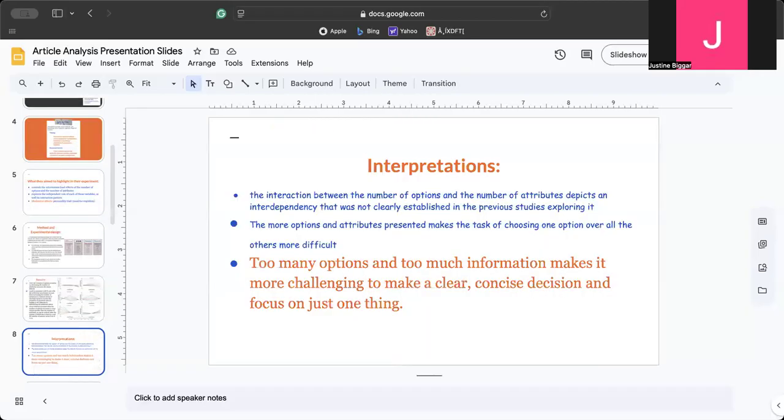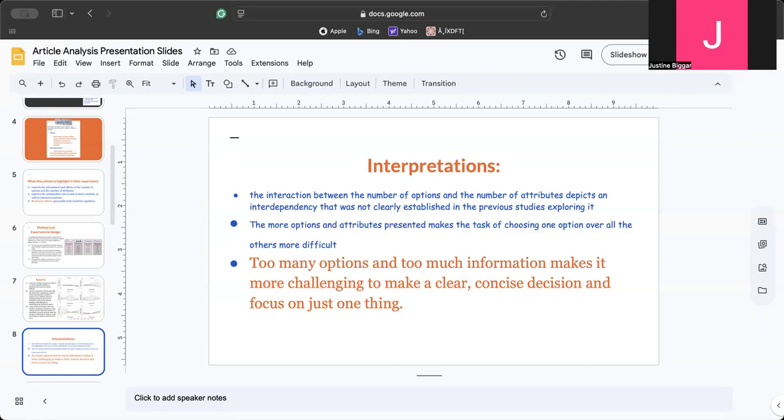And how we can interpret this is that the interaction between the number of options and the number of attributes depicts an interdependency that was not clearly established in previous studies that influenced this particular study, which goes back to what I was saying, that it was all interconnected. And the more options presented makes the task of choosing one option over all the others more difficult. So basically, too much information makes it more challenging to make one decision and focus on just one thing. So information overload can impair cognitive functioning.